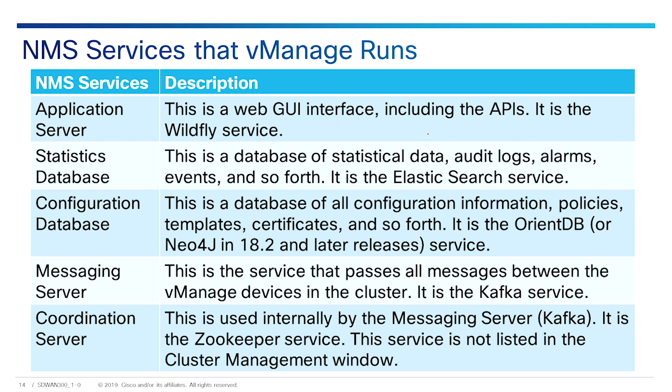Initially, all vManage devices run the same services. However, you may choose to not run some services on some devices. From the cluster management window, you can select which services to run on which devices. For example, you might want to add a fourth vManage to load balance more vEdge devices, in which case you would disable the statistics database and configuration database on one of those vManage devices because those services must run on an odd number of devices.